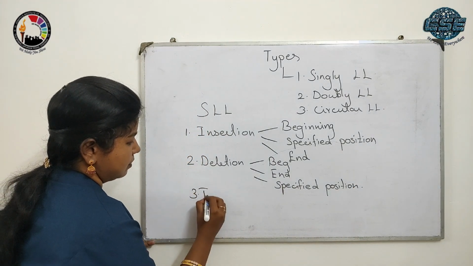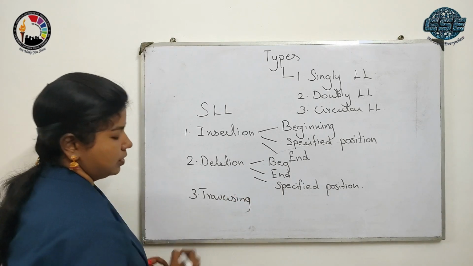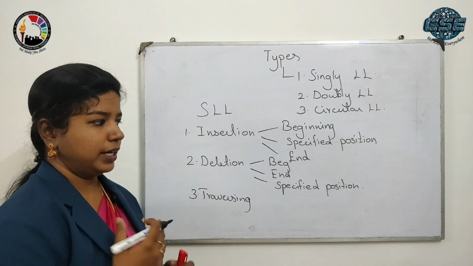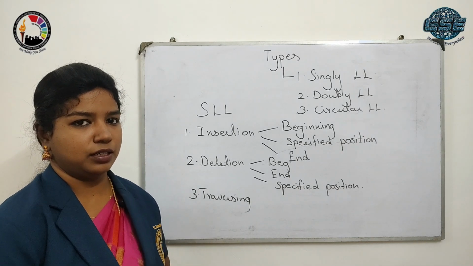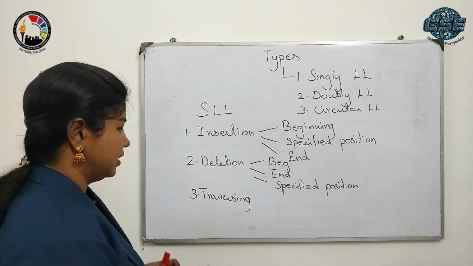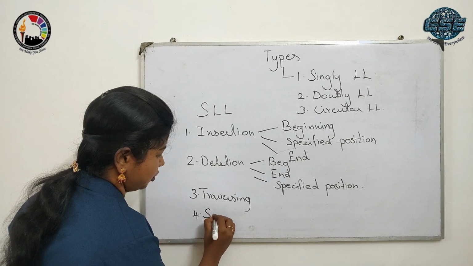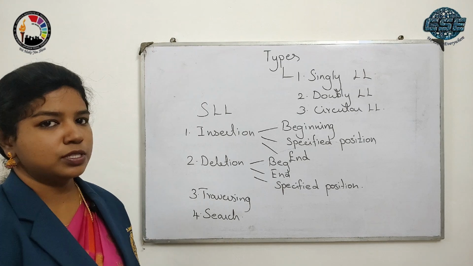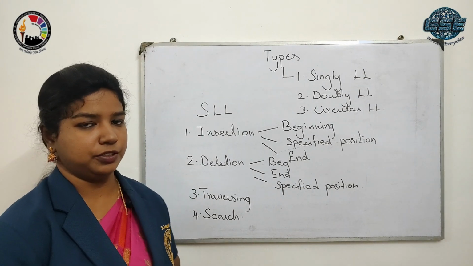Third one is traversing. Traversing is a process of visiting each and every node exactly once so that you can print or traverse through your data. And the fourth operation of your linked list is search operation. If you want to search any element of your linked list, you can use this search operation.